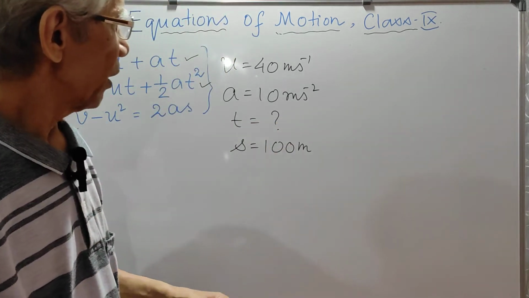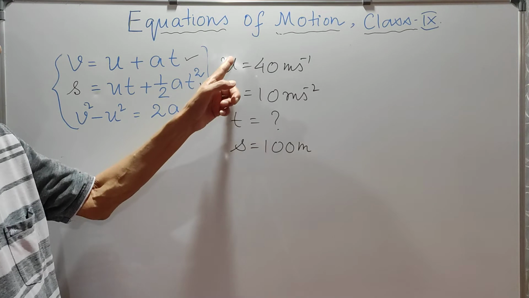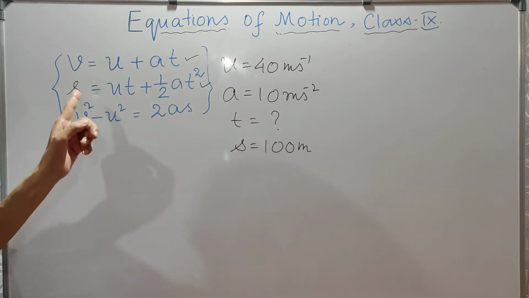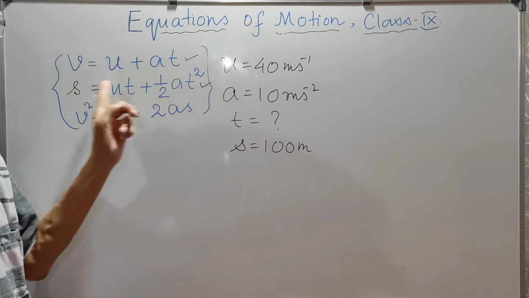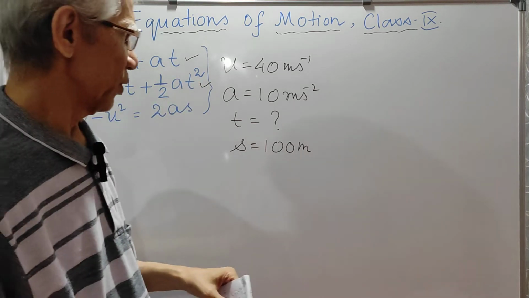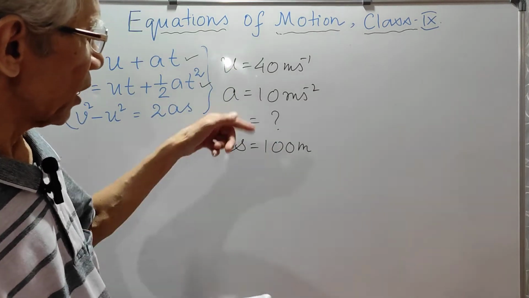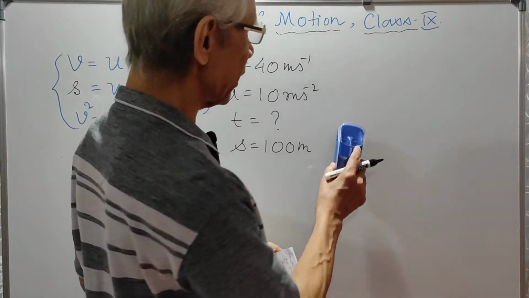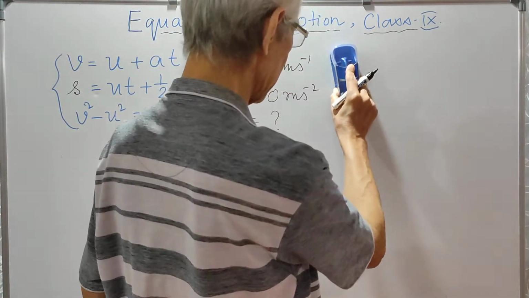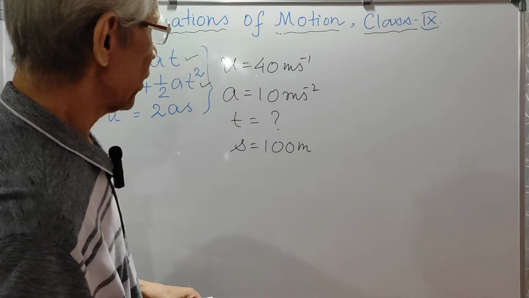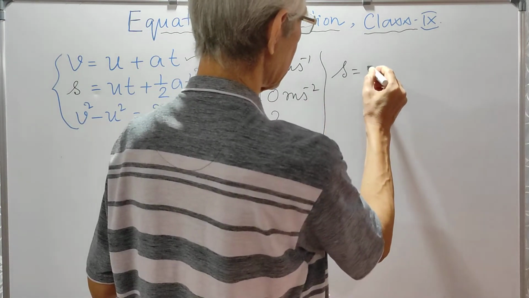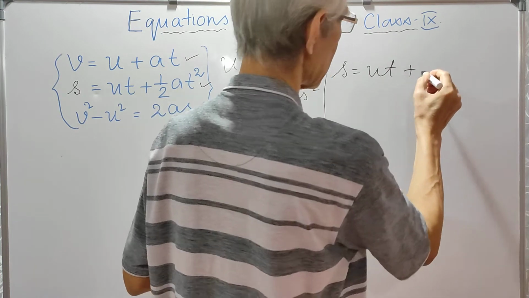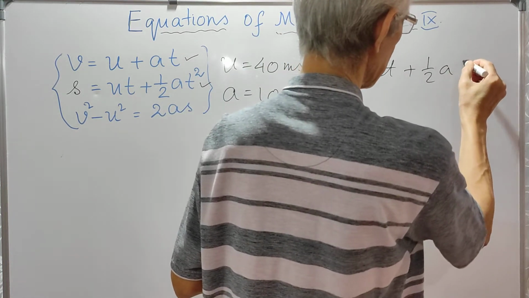Okay. Now again, we see which formula contains u, a, t, s. So this formula contains u, a, t, s, so I'll use this formula. That is the thing, you see. So find out which formula contains these known variables and the unknown variable. Okay. So again, I use that s formula. So s equal to what? ut plus half at square.